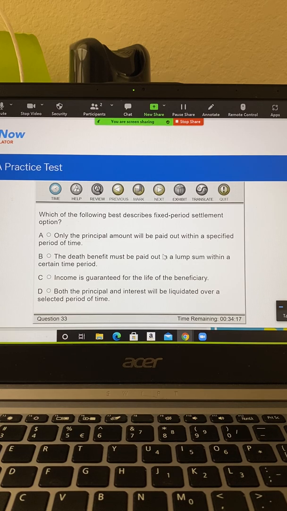Which of the following best describes fixed period settlement option? D. That's it. D is right.